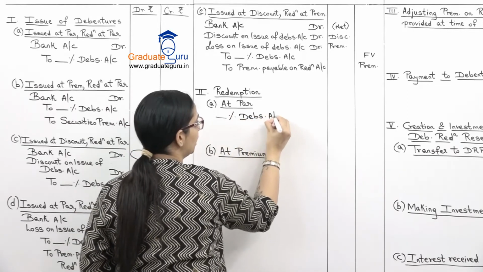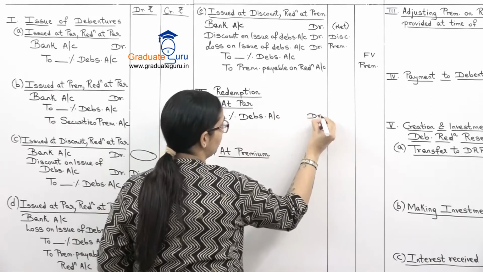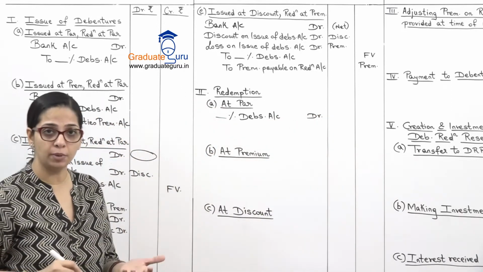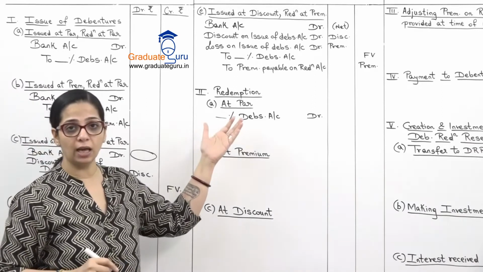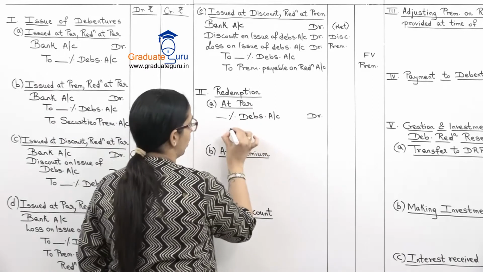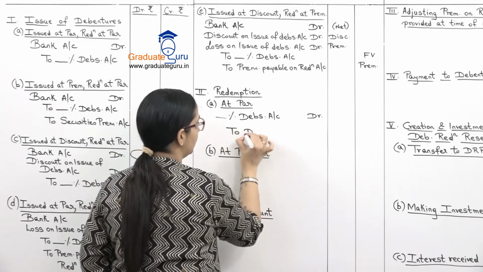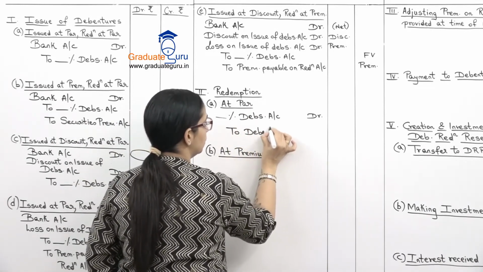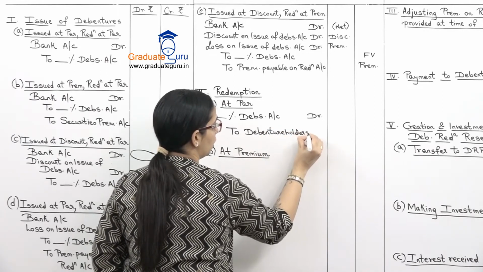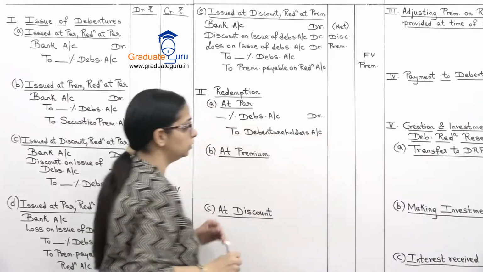जब हम issue कर रहे थे debentures, we were crediting the debentures because it's our liability. We are creating a liability. Here we are cancelling the liability. So I am giving it a debit. So and so percent debentures account debit to debenture holders account because the payment is due to them.